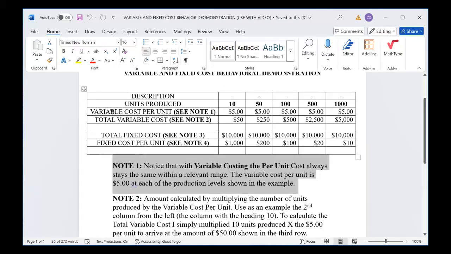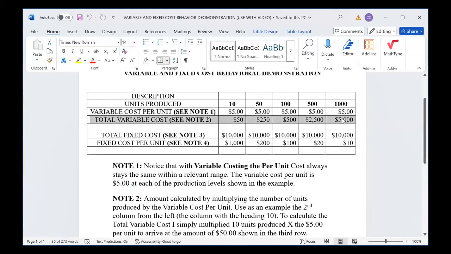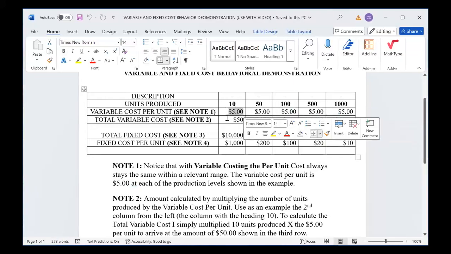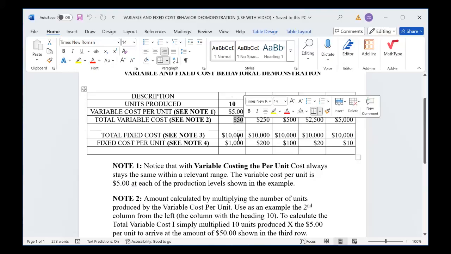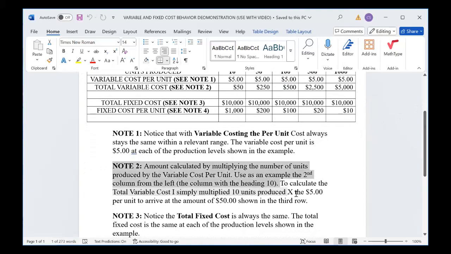Variable costs are any costs that go into production. So if I want to produce 1 unit, I need a certain amount of materials and labor. If I want to produce the 100th unit, I need that same materials and labor. So the per unit costs are going to stay the same regardless of production. That means that total variable costs will change. So if I produce 10 units and it costs me $5 per unit to make, it's going to cost me a total variable cost of $50. That would be described in note 2.